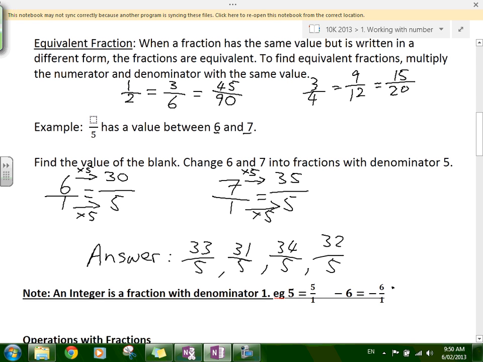Okay, an integer is simply the number with the denominator 1. Okay, so divide it by 1, denominator 1. Just write down an example.